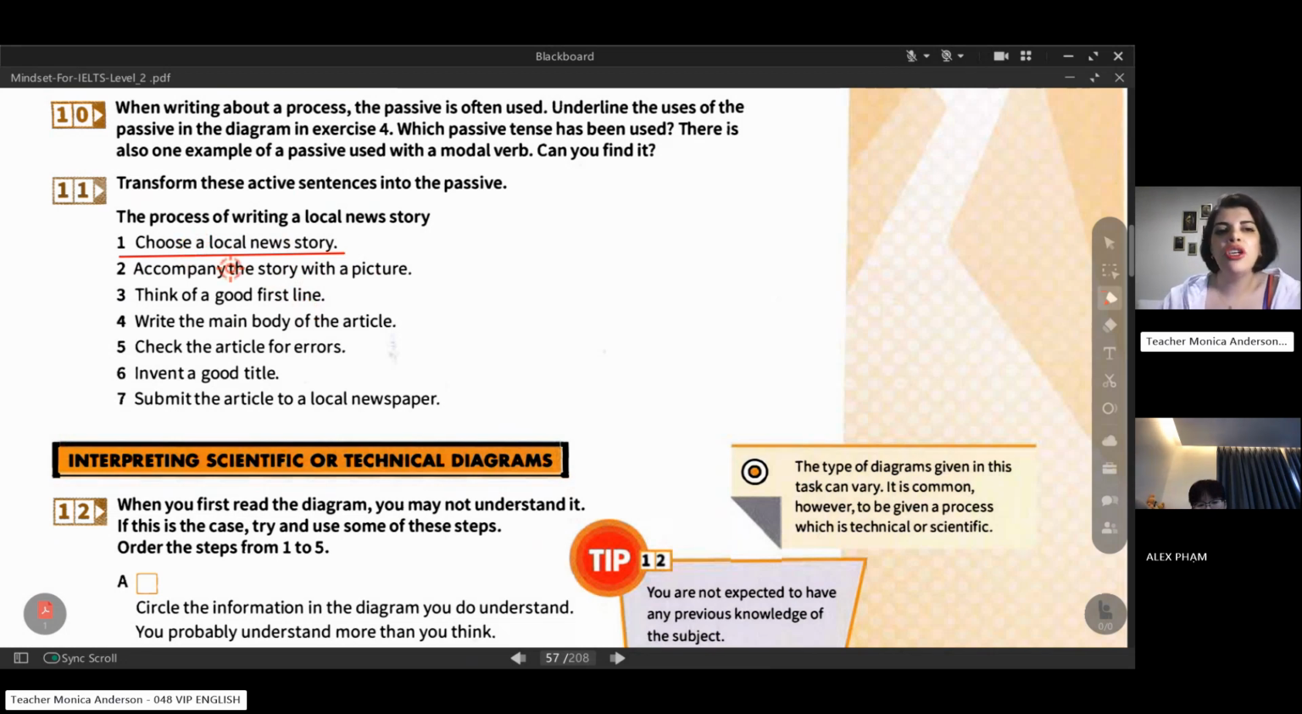This is an active sentence: you choose a local news story. Now you're going to change it. A local news story is chosen, just the past participle, chosen.